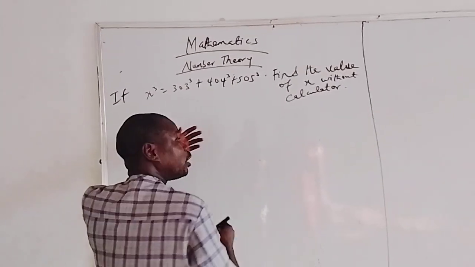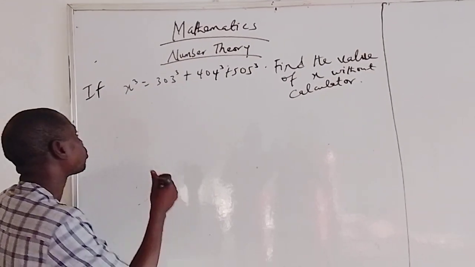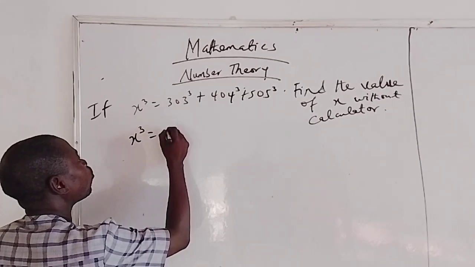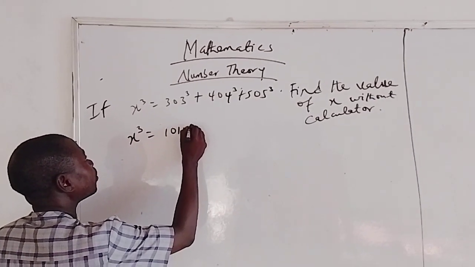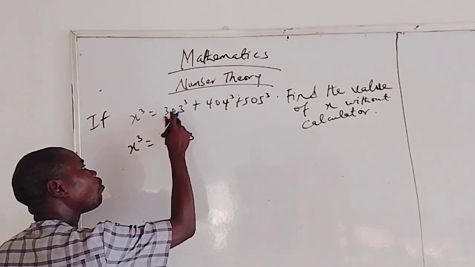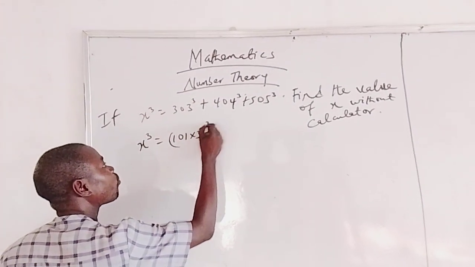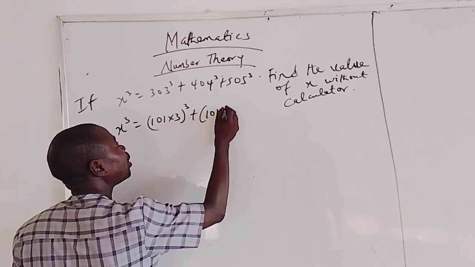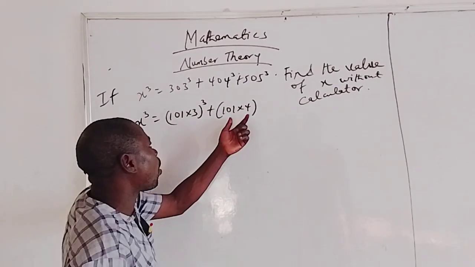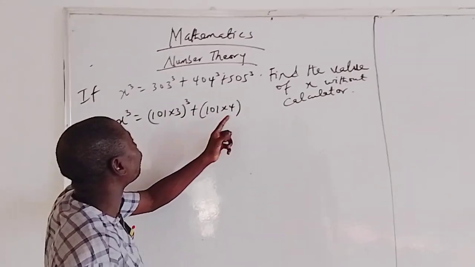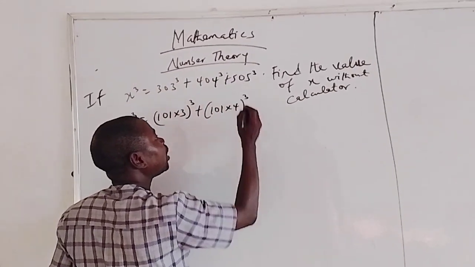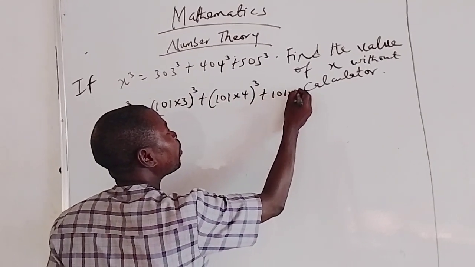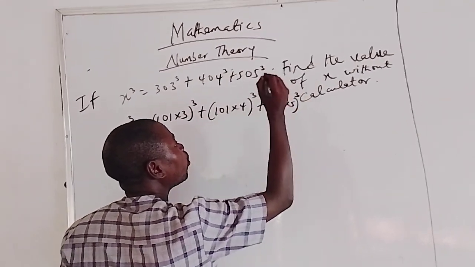So all we need to do is to distribute these numbers. So how do we go about it? We can say that x cubed is equal to 101 times 3, because 101 times 3 will give us 303, then to the power of 3, plus 404, which can equally be written as 101 multiplied by 4. 101 multiplied by 4 will definitely give us 404. Then to the power of 3, plus 505, which can also be written as 101 multiplied by 5, then to the power of 3.